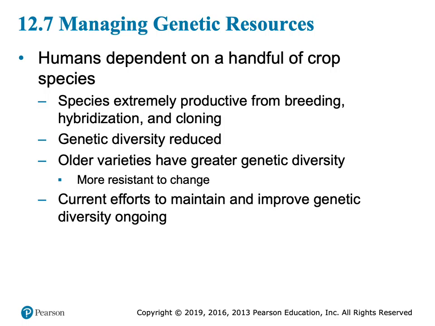Humans depend on a handful of crop species. So humans really only eat a handful of crops. If you think about it, what do we eat most of? Corn, beans, rice. These are species that are extremely productive from breeding, hybridization, and cloning. But we reduce their genetic diversity, and older varieties have a greater genetic diversity, making them more resistant to change. There are current efforts being done to maintain and improve genetic diversity.